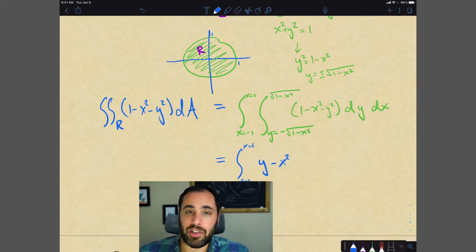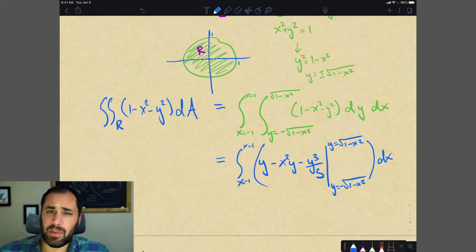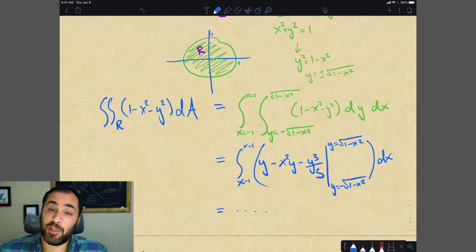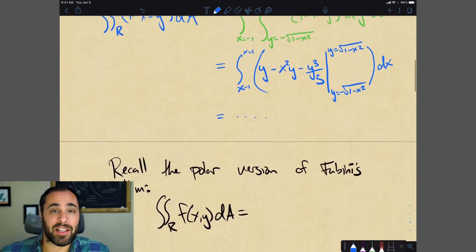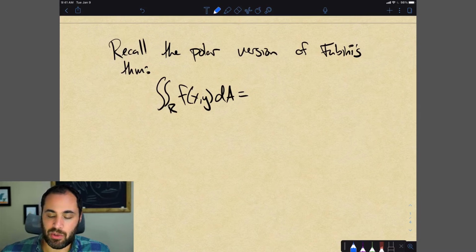We can anti-differentiate with respect to y. But then we would plug in these square roots for y, and then still have to integrate with respect to x. I don't want to do that. So you can try it if you'd like. We'll see what the answer is on the next page. You can check your work. But let's see how we would do this using polar coordinates.